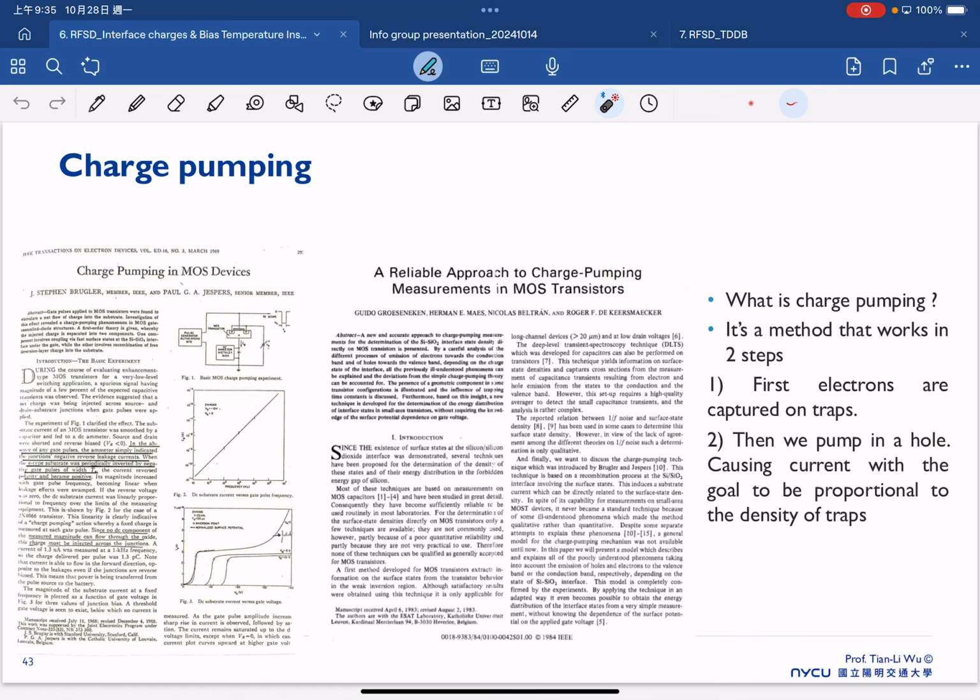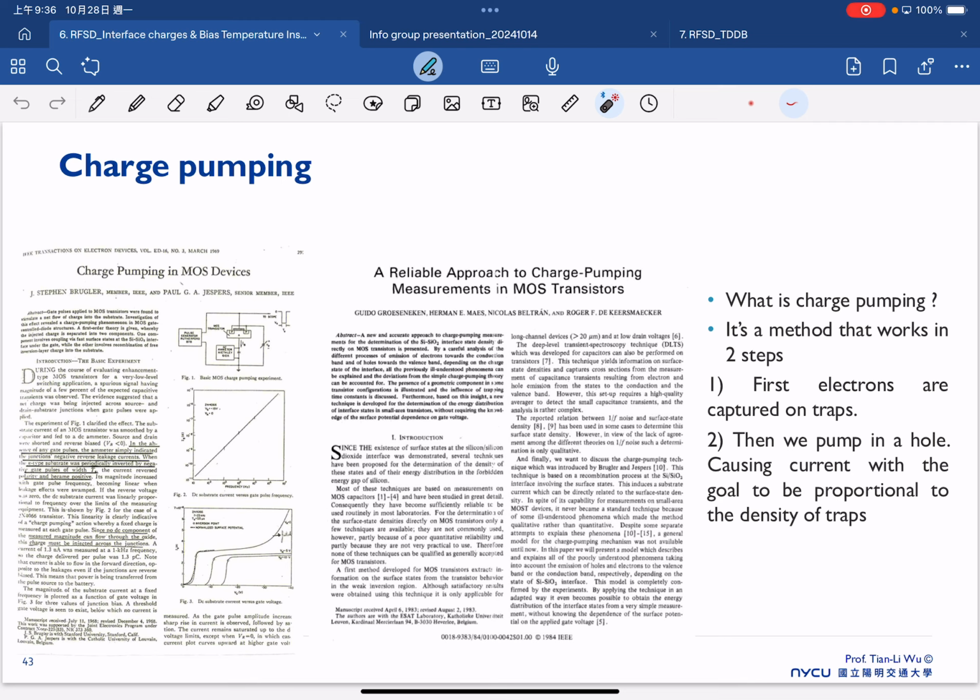Okay, good morning everyone. So today we'll continue with the topic related to interface charge and bias temperature instability. Last week we already briefly discussed what the issues would be when we have certain trapping effects in the dielectric.